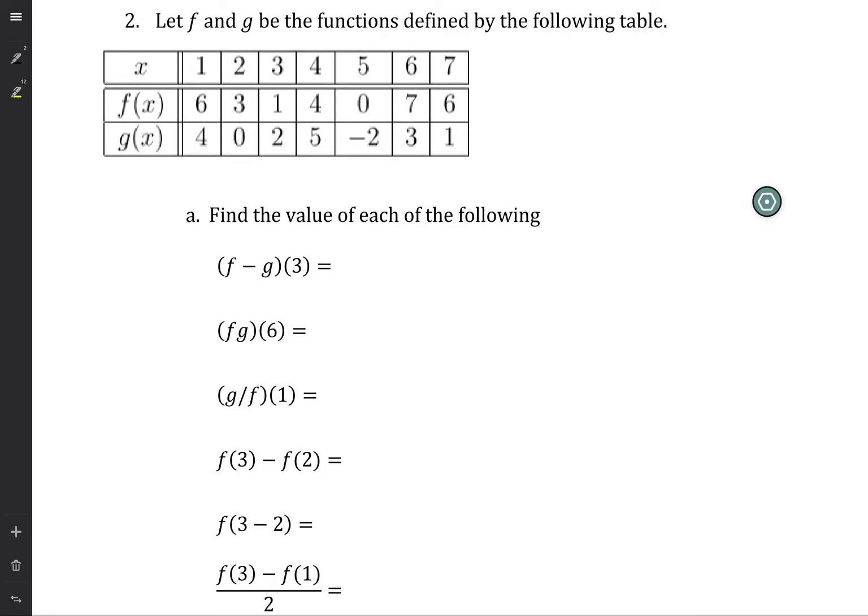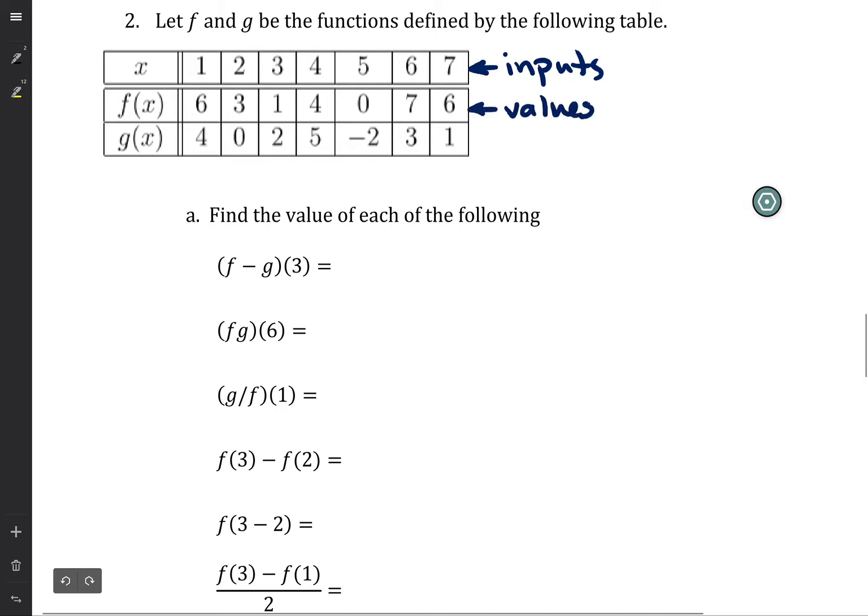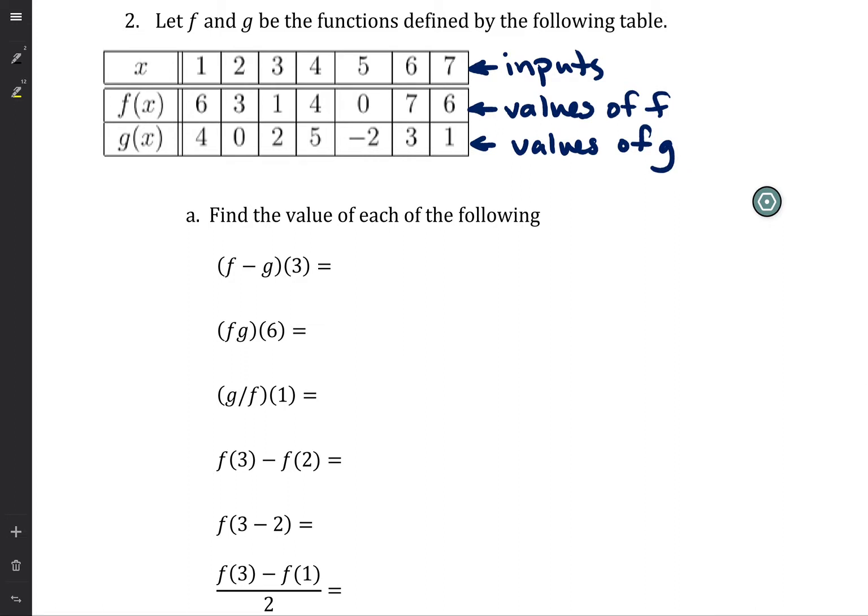Okay, so table example. I have a table that defines two functions for me, f of x and g of x. So first row is my inputs, my x's, and then second row is my outputs or values of f, and third row is the values of g. Okay, so we're supposed to evaluate each of the following.